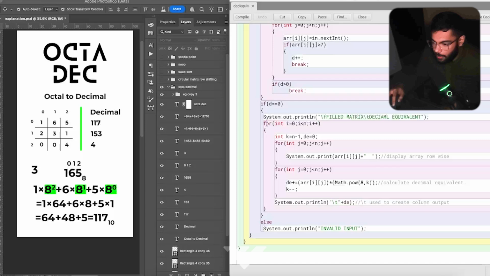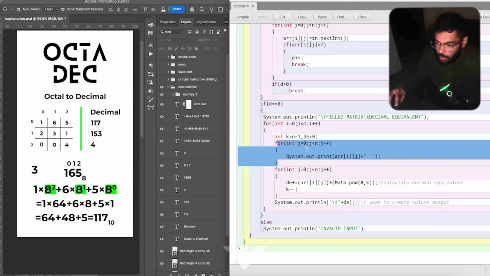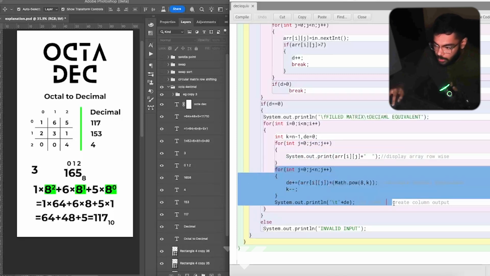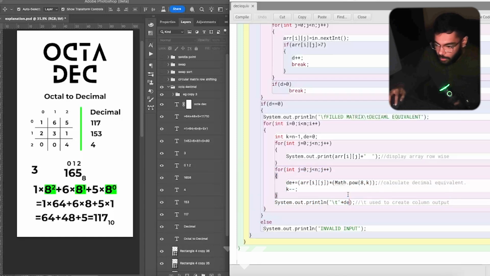First we are displaying the first row on the left and using tabs to display its decimal equivalent on the right. That's why we are using tabs to do it. Backslash t, backslash t backslash t. This is normally outputting the row, and here we are outputting its decimal equivalent.